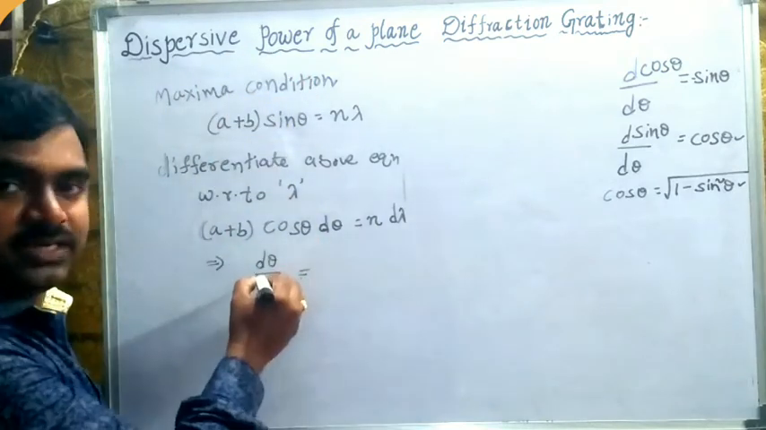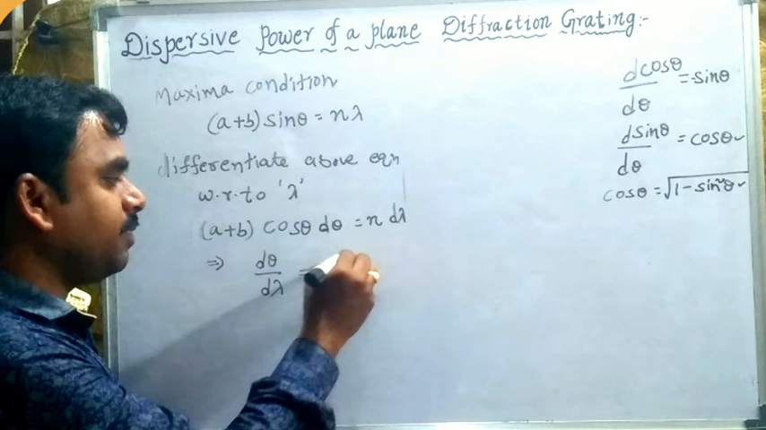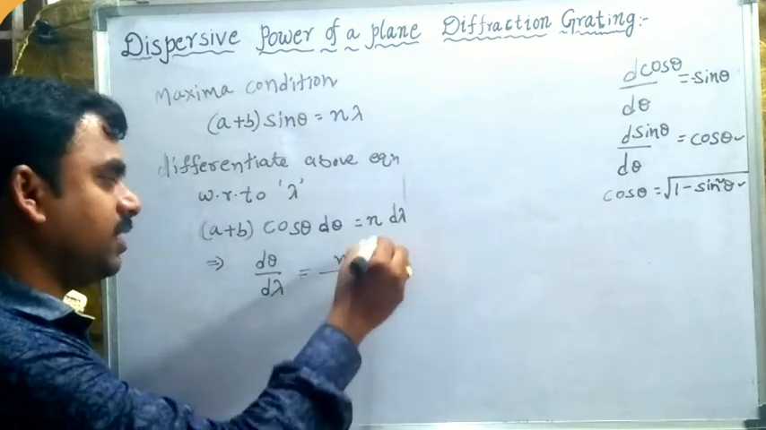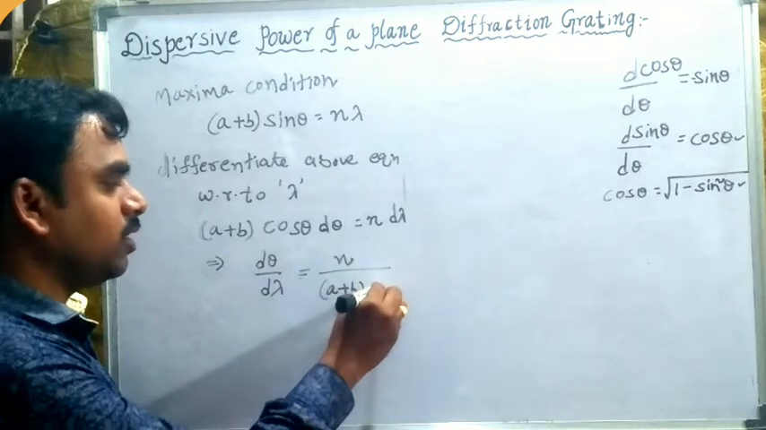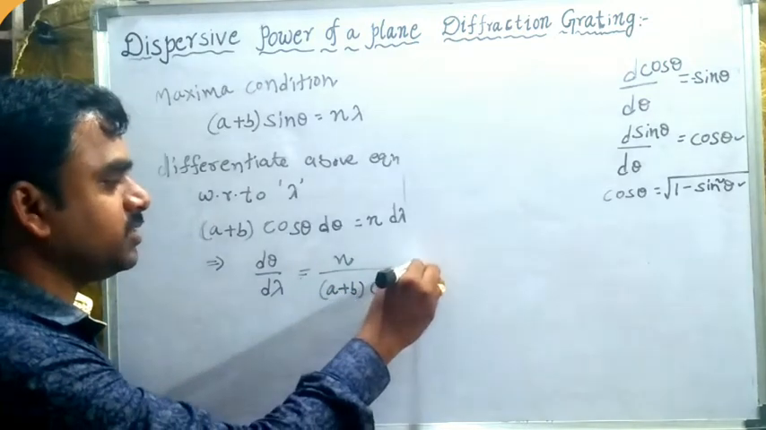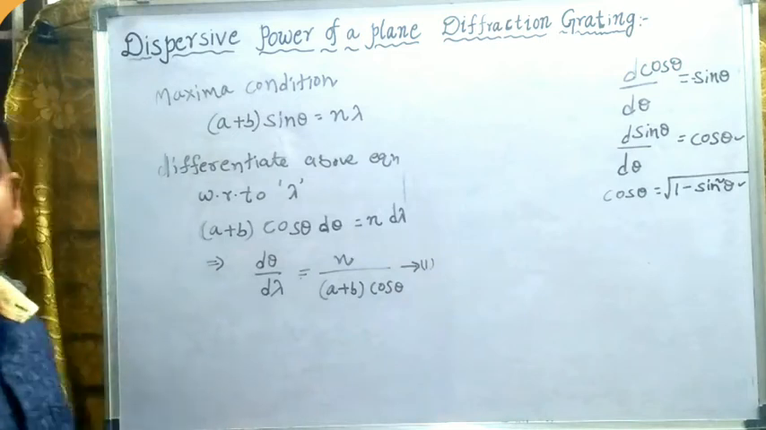That's why you have to bring d lambda to this side and write the remaining terms on the other side. So d theta by d lambda equals n by (a plus b) cos theta. This one you have to call equation number 1.